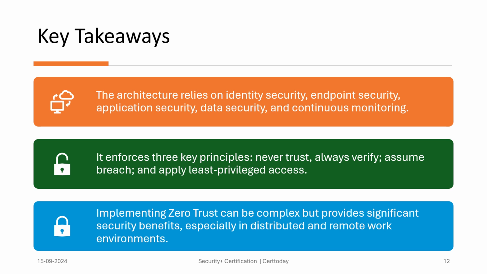Five, the architecture relies on identity security, endpoint security, application security, data security, and continuous monitoring. Six, it enforces three key principles: never trust, always verify, assume breach, and apply least privilege access. And seven, implementing zero trust can be complex, but provides significant security benefits, especially in distributed and remote work environments.